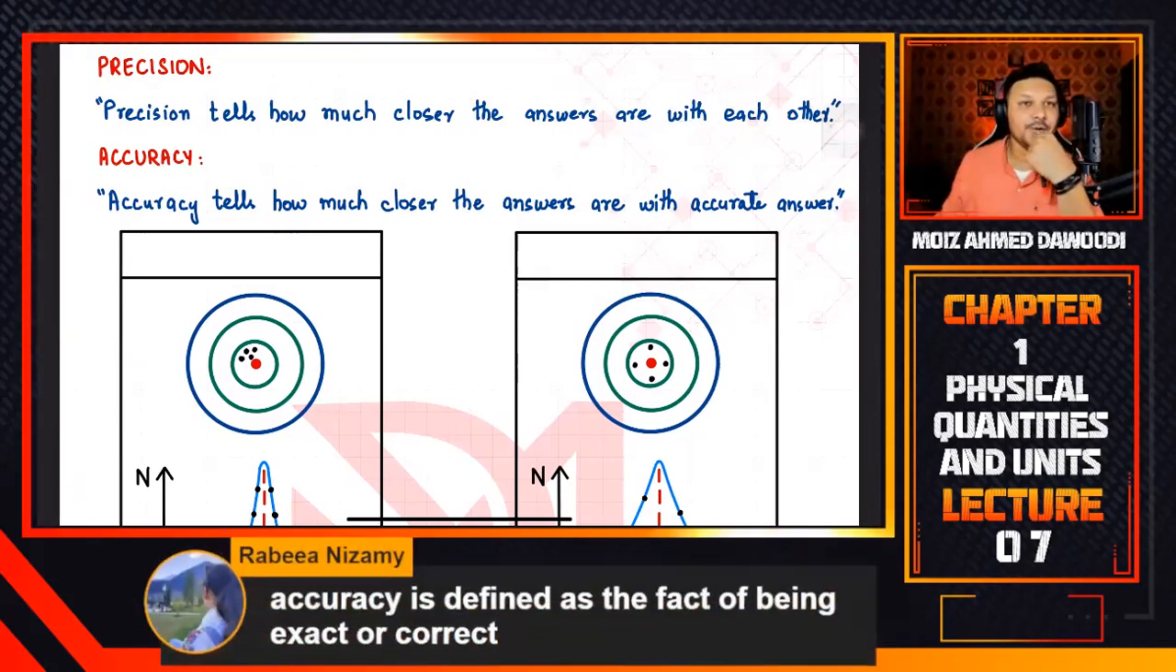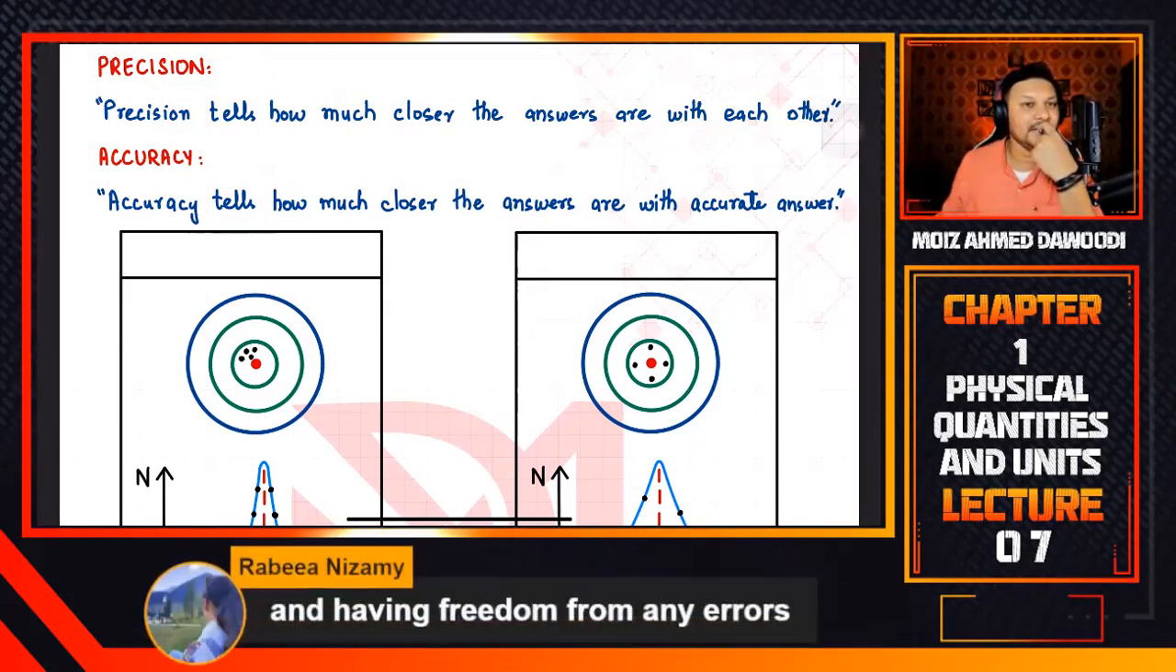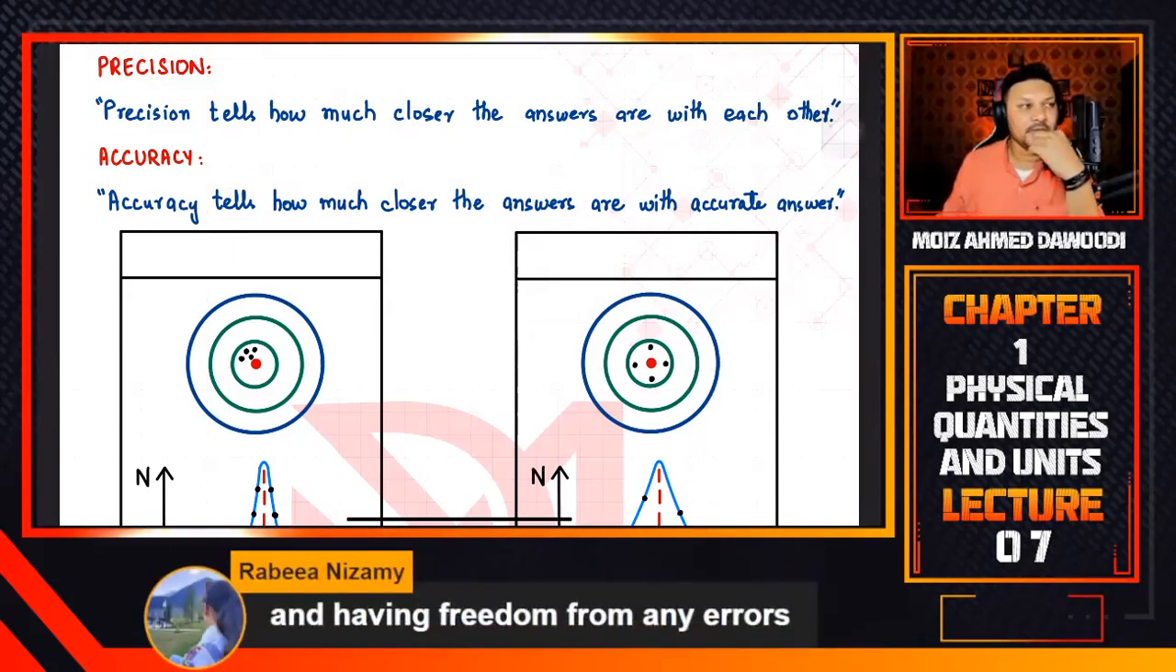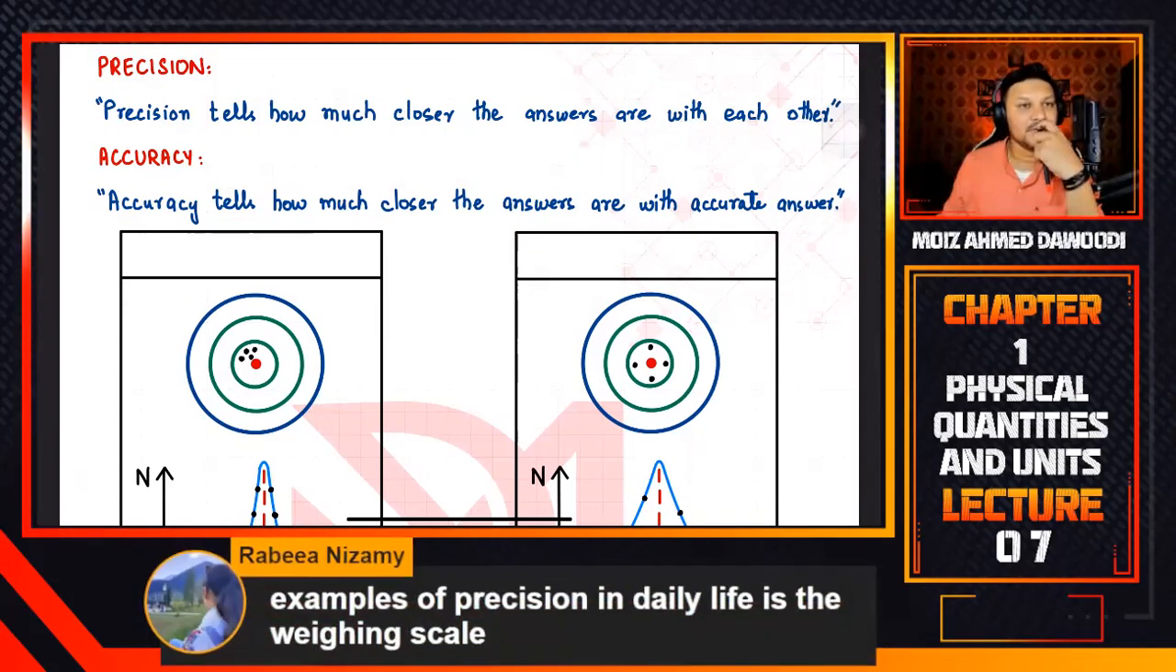Rabia is saying accuracy is defined as the factor of being exact or correct or having freedom of any error. इसका क्या मतलब है रबिया, ये थोड़ा समझाए मुझे. Example of precision in daily life is the weighing scale. Okay. Can you further explain? You can unmute yourself so that you can deliver your concept clearly.